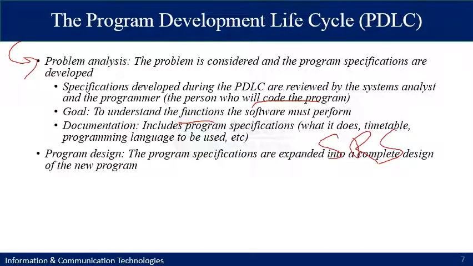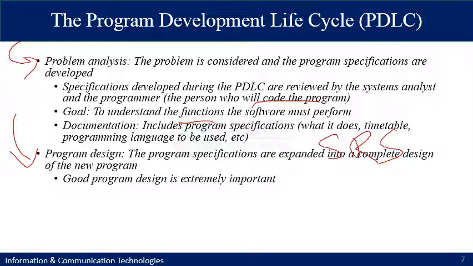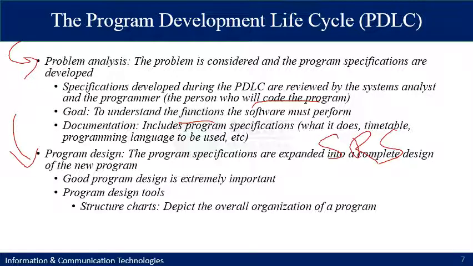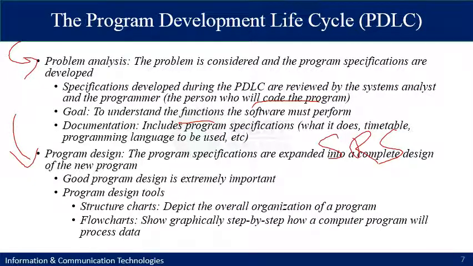So in the second phase, you use this specification or SRS document to prepare the design of your program. In the design phase, the program specifications are expanded into a complete design of your new program, and good program design is extremely important for the success of your product. You can use several program design tools such as structure charts, which depict the overall organization of the program. You can use flowcharts, which show graphically, step by step, how a computer program will process the data.